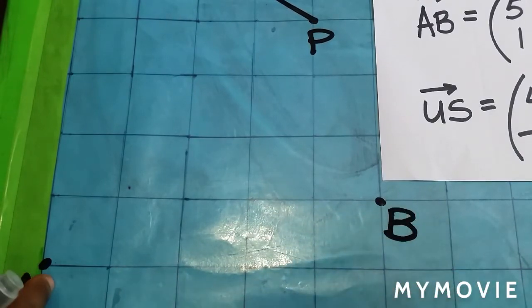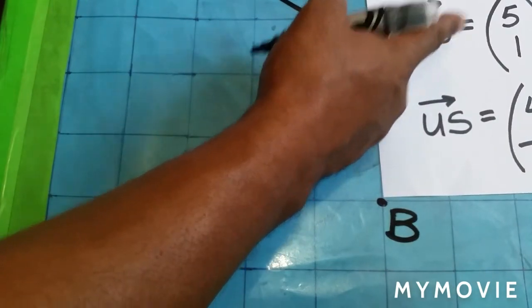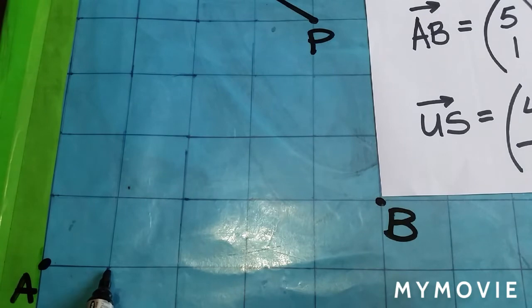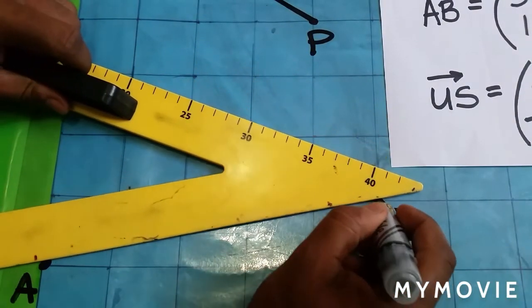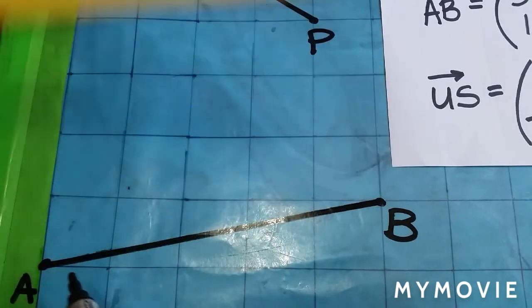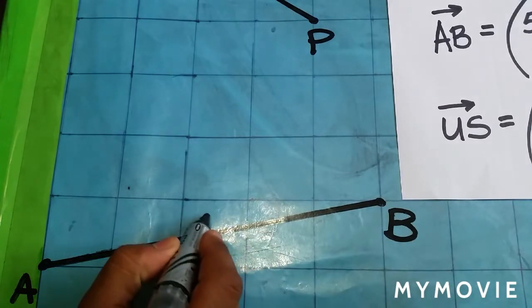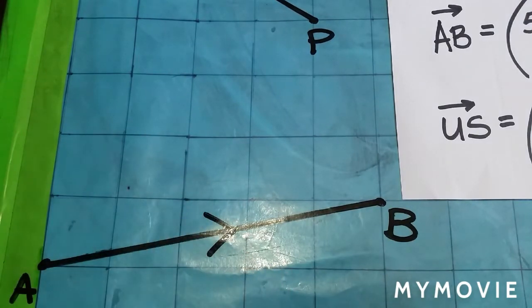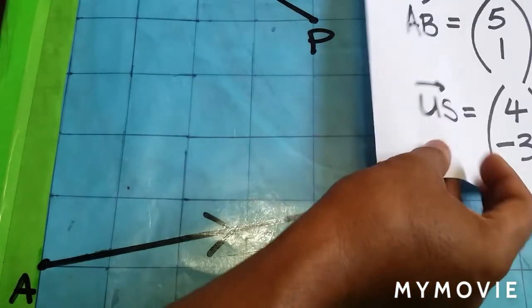So again, A is a foot of the vector. A is a foot, B is the head, and it's moving 5 spaces to the right, 1, 2, 3, 4, 5, and 1 space up because it's positive 1, like that. So all I'm going to do here is connect A to B, just like this. And of course, I need to indicate where the head is using the arrow, and that would be like that. So those are 2 examples of how you represent the vectors there.